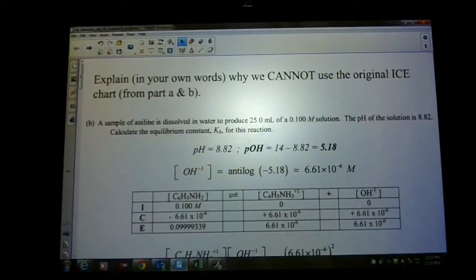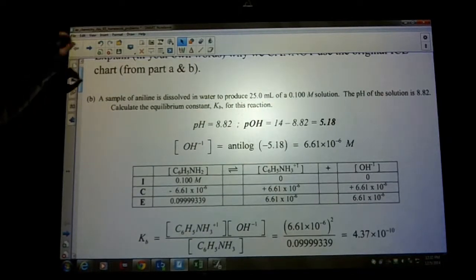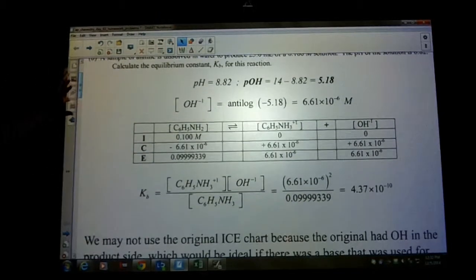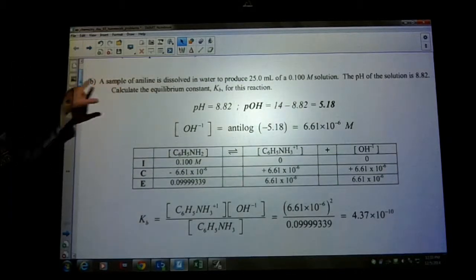This was not the last question where it's asking for you to leave questions. This was one of the questions that I had here. It said, explain in your own words why we cannot use the original ICE chart from Part A and Part B. And just to refresh your memory, Part A gave you the expression to write. Part B was where, okay, now we have this weak base, and I think it's aniline, yeah.